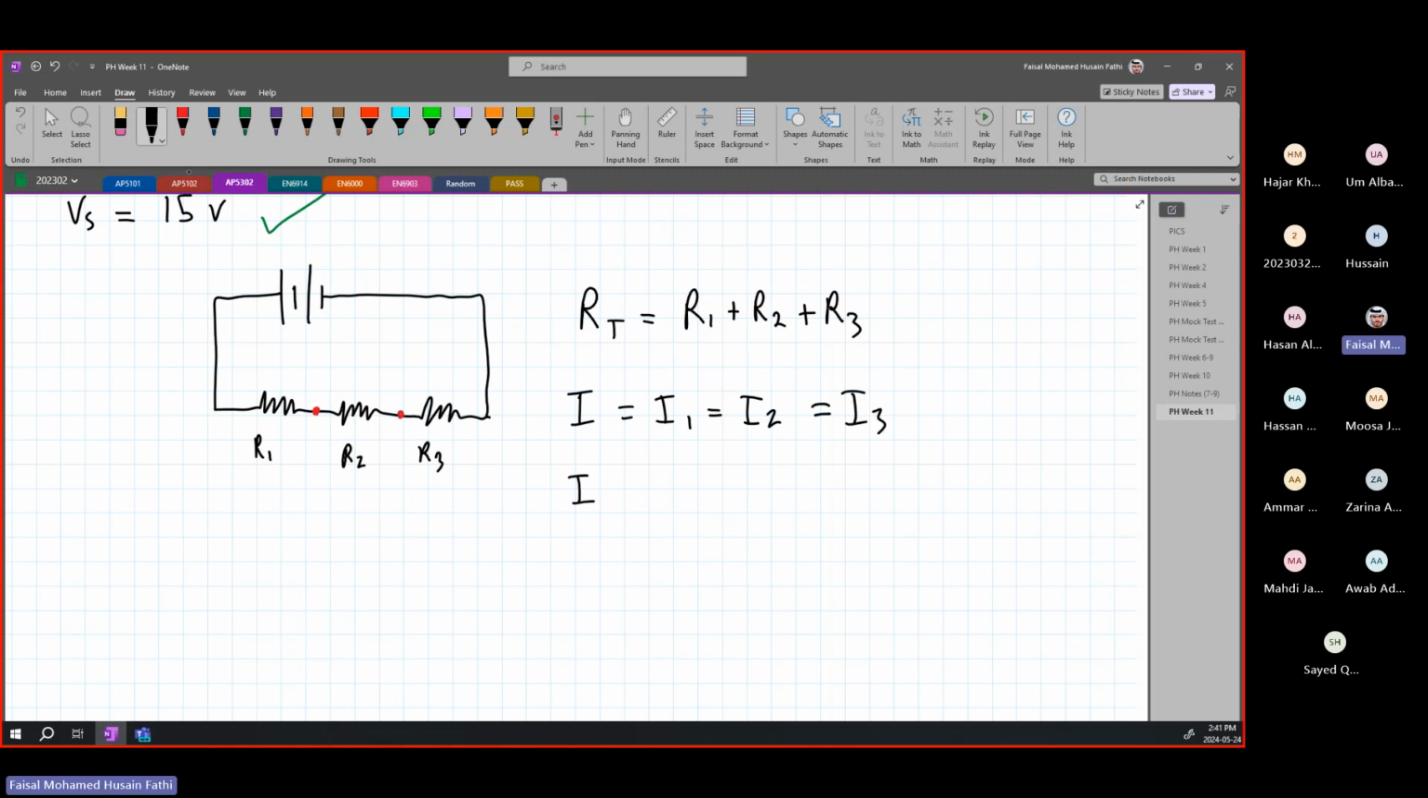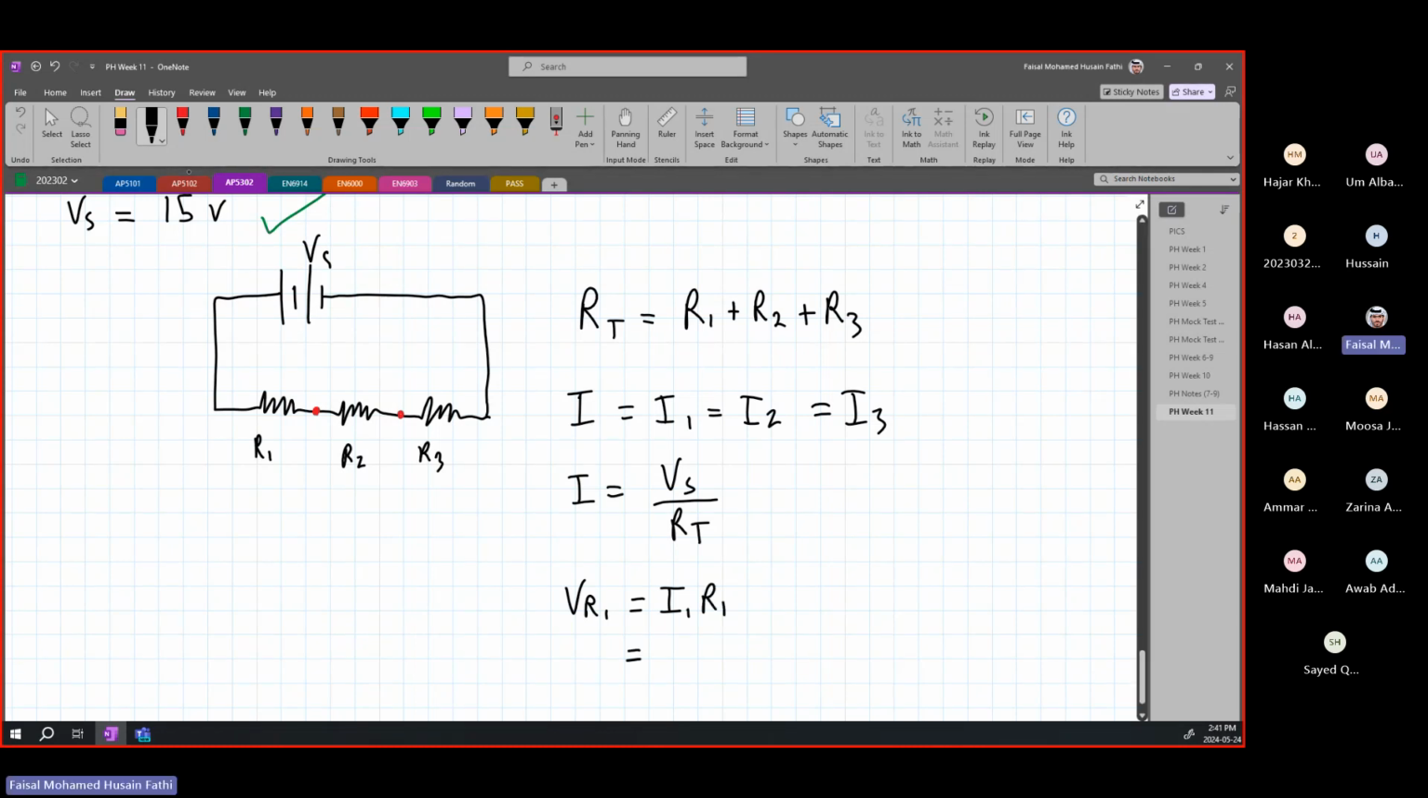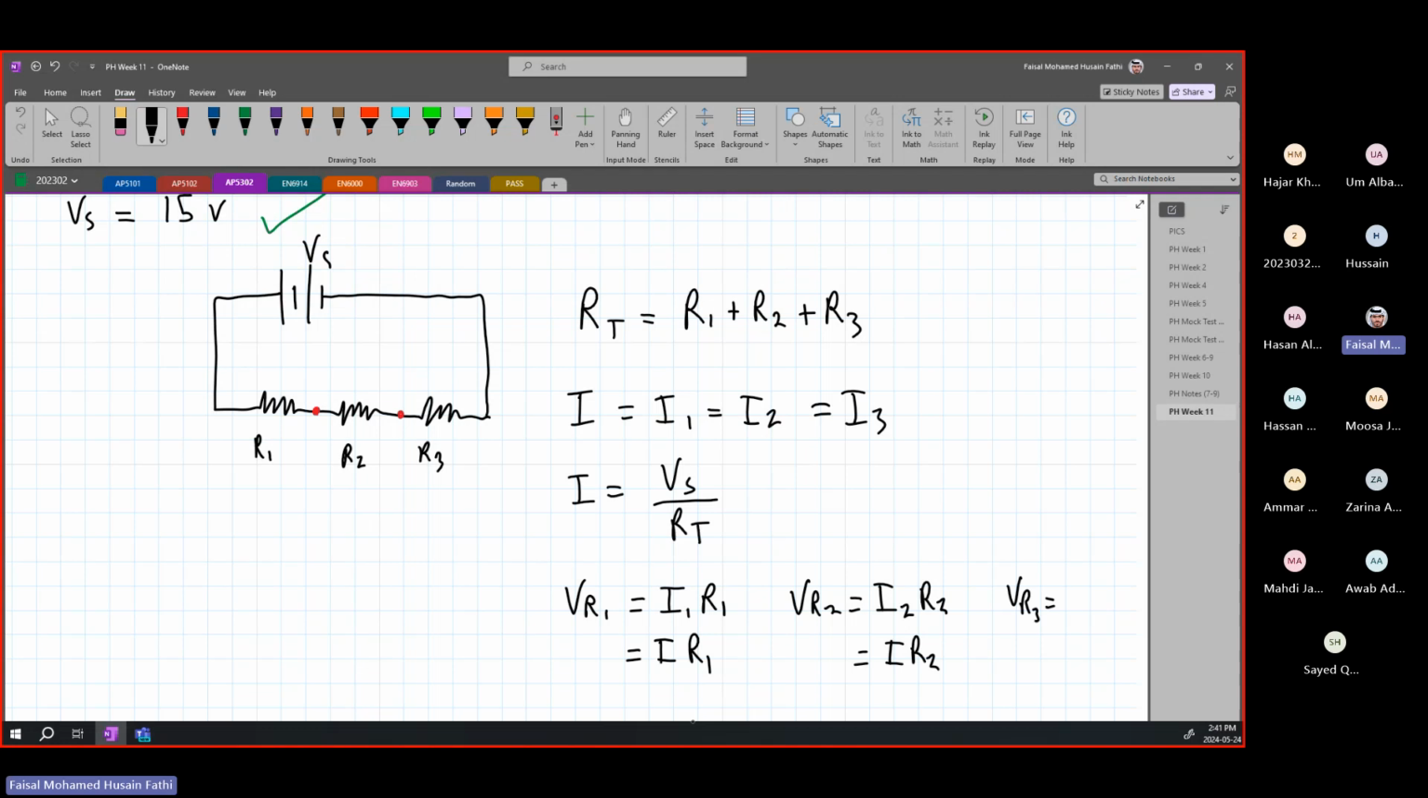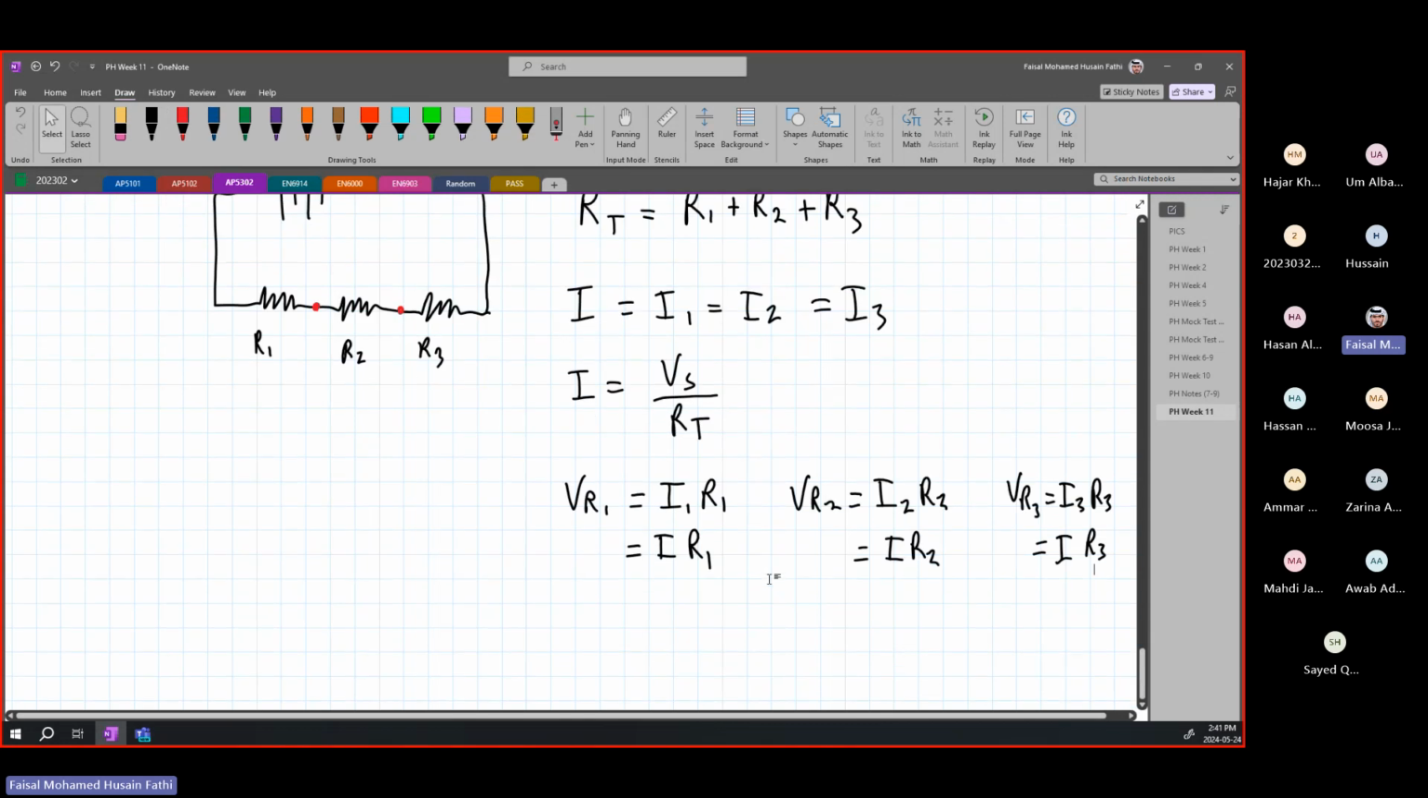And it is going to be equal, using Ohm's law, to Vs, where this is our voltage source, over our total. And once you find this, you can find VR1 using Ohm's law again. So VR1 is the voltage drop across R1. So it's going to be I1 R1, or in other words, I R1, since all of the current is equal. VR2 is going to be I2 R2, or in other words, it's simply I R2. And VR3 is going to be I3 R3, or just simply I R3, because all of the current is equal.